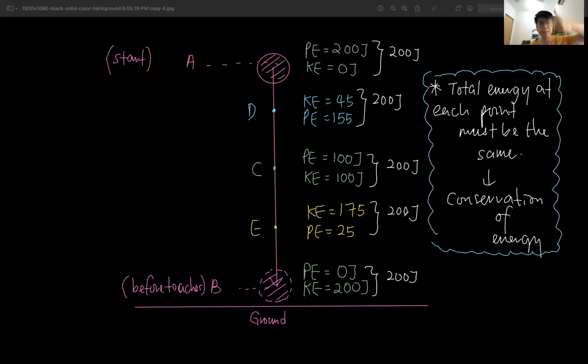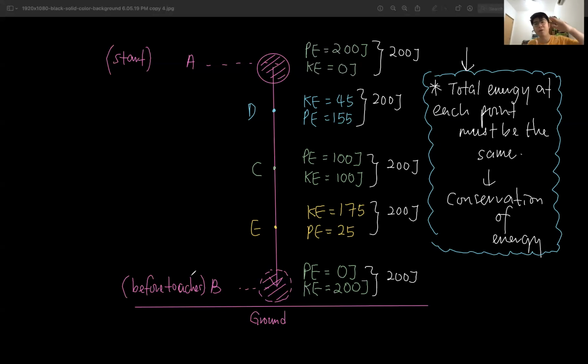Okay, so during the fall, it has to obey this principle. It has to obey or fulfill the principle of conservation of energy, which says that the total energy cannot be different, cannot change. Now, why do we say that from A to B, before it touches the ground?